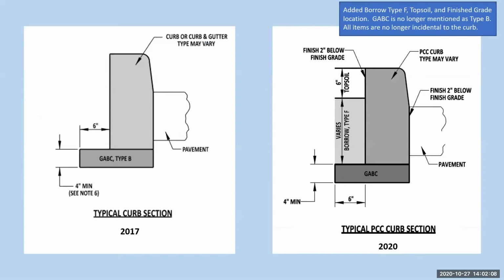Looking at it, we've added borrowed type F, topsoil and finished grade location, and JBC is no longer type B, it's just GBC. We also put in there finished 2 inches below finished grade, both sides of the curb.